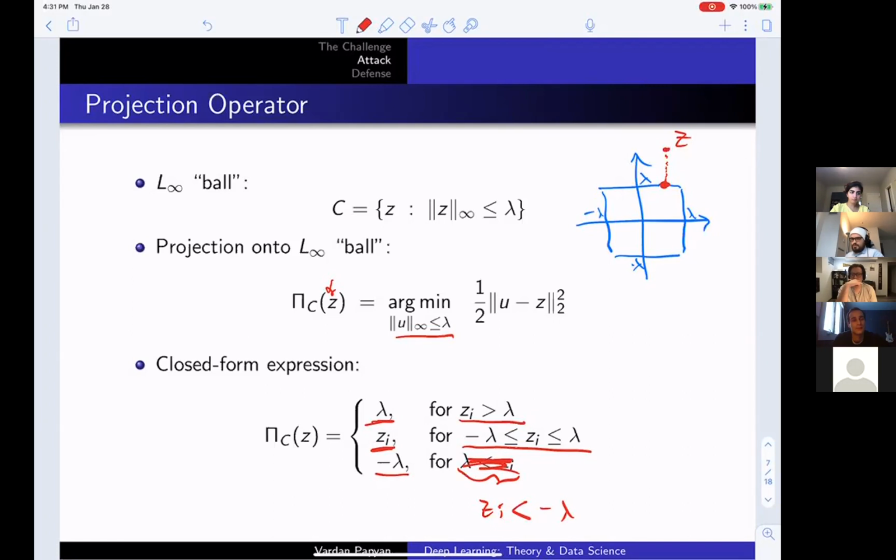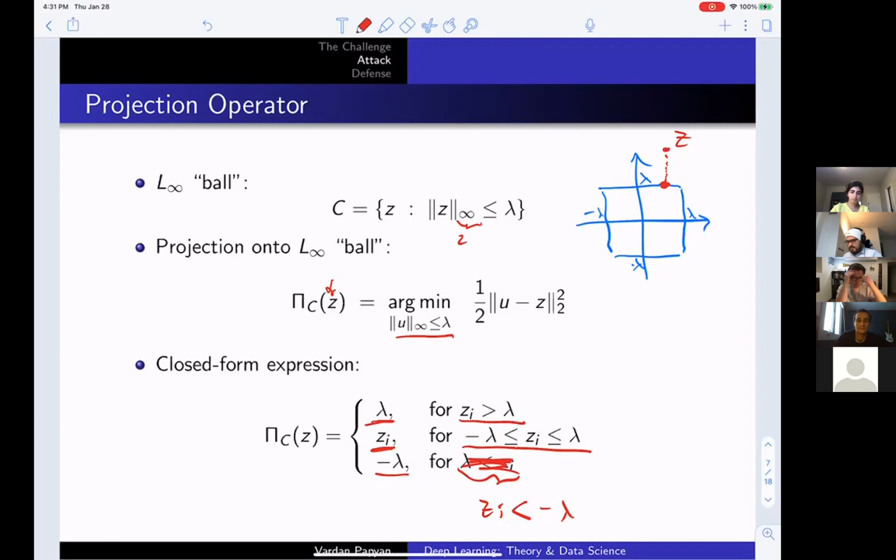Any questions about the projection, or is this easy to see? If it's not a ball, is there intuition why it's called a ball? Because if you replace this with an L2 norm, this would be a ball. So I think it's like a generalized type of ball, if that makes sense.